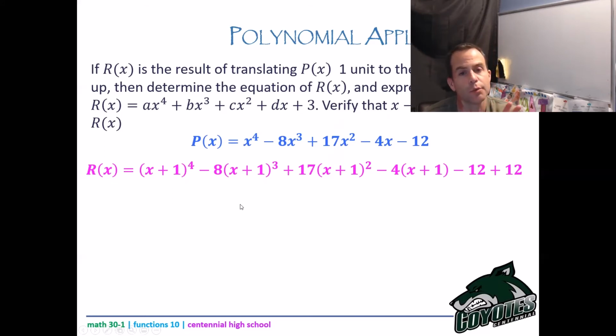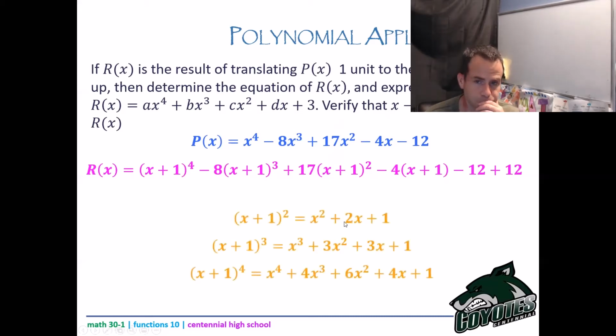Okay, now we're going to have to do a little sidebar here. We need to talk about what x plus 1 to the 4 is, what x plus 1 to the 3 is, and what x plus 1 squared is. Well, x plus 1 squared, square the first, double the product, square the last. So I got x squared plus 2x plus 1. Then if I took that and multiplied that by x plus 1 again, that would give me x plus 1 cubed. When I clean that up, that becomes x cubed plus 3x squared plus 3x plus 1.